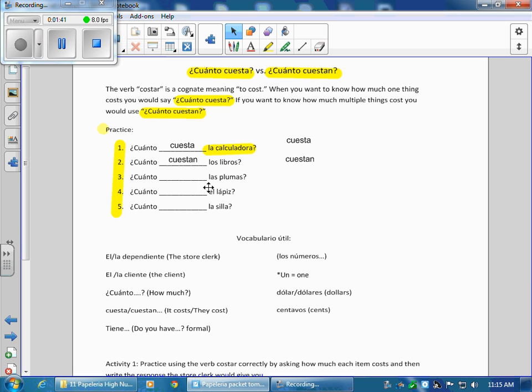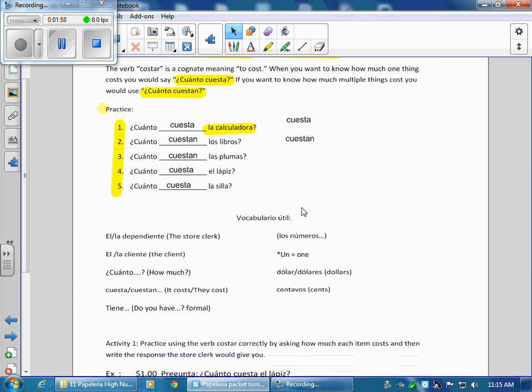For las plumas, those are plural, so again, cuestan. El lápiz is singular, so it's cuesta. And la silla is singular, so it's cuesta. Okay, so all of these, you should check your work, make sure that you have the correct answer. So now we're going to go on to see some very important vocabulary.